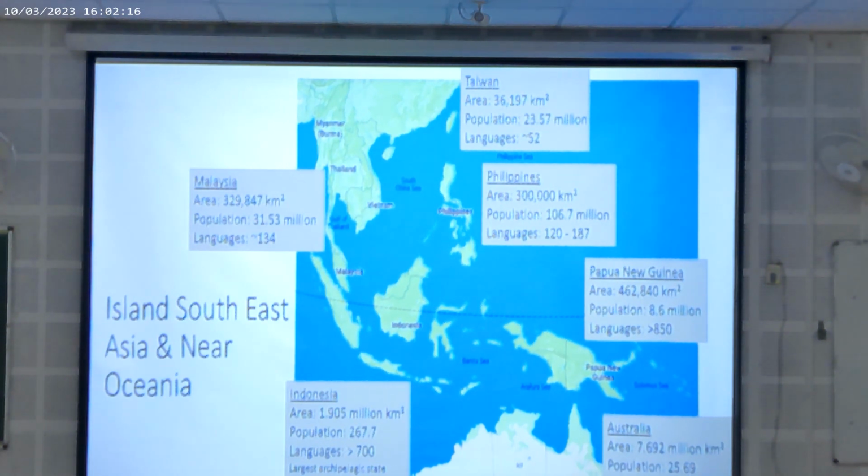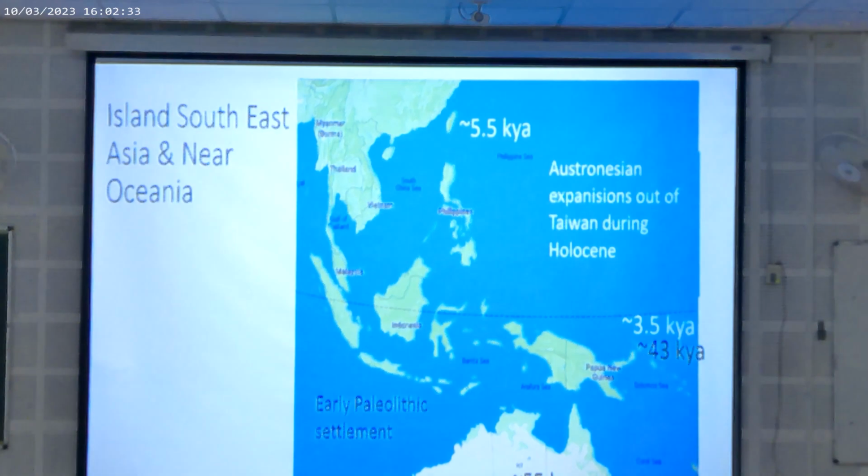But the paternal lineages were not yet studied to the same level as other regions of the world. And here are just some facts: there are very many languages spoken in this region today. Also historically, this is one of the regions that was already populated by the first migration, or the main migration that reached out of Africa.